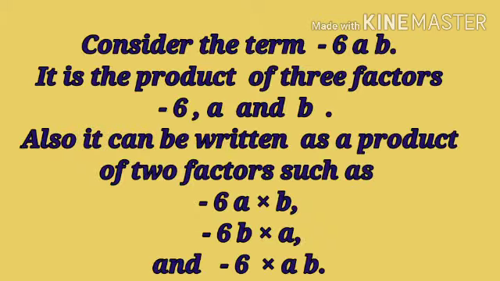Students, now consider the term minus 6ab. It is the product of three factors, namely minus 6, a and b. Also, it can be written as a product of two factors such as minus 6a into b, minus 6b into a, and minus 6 into ab.